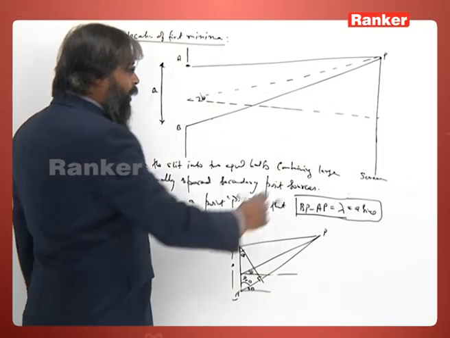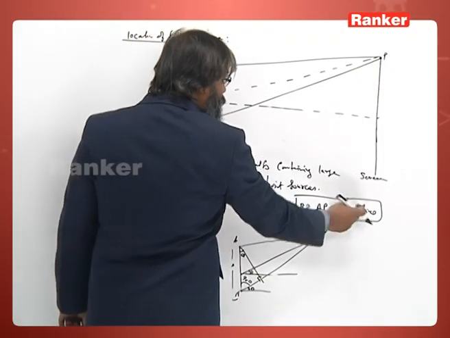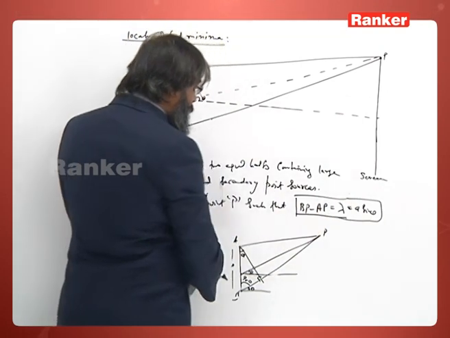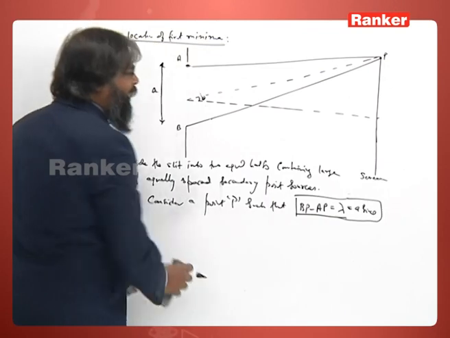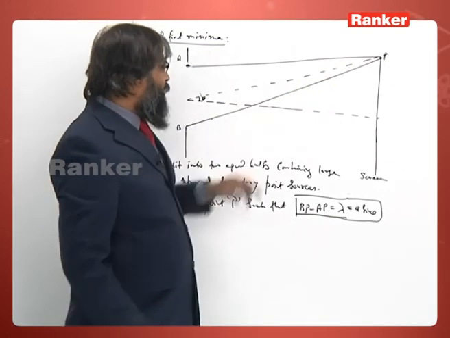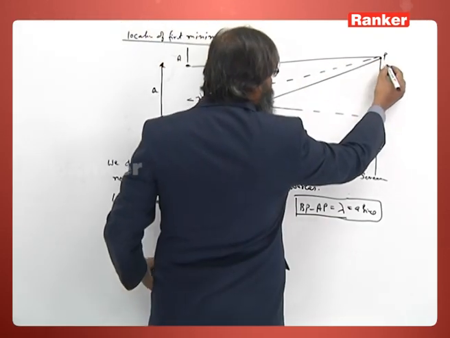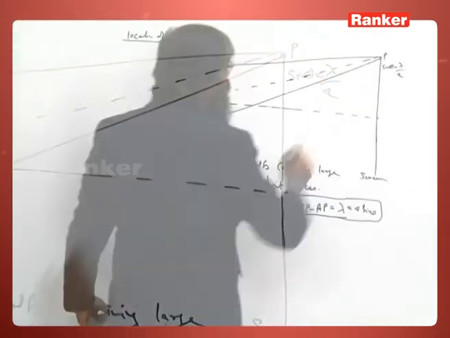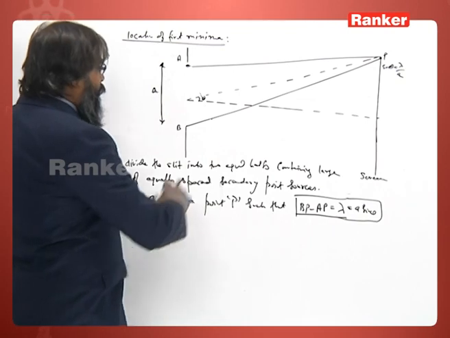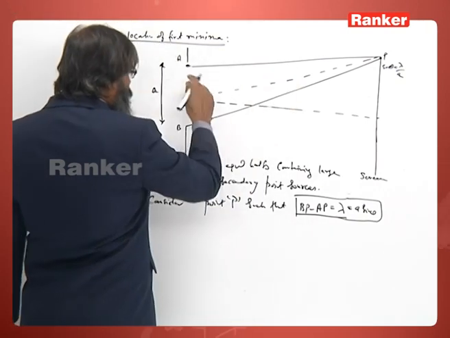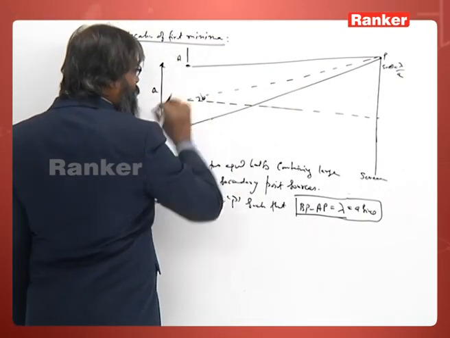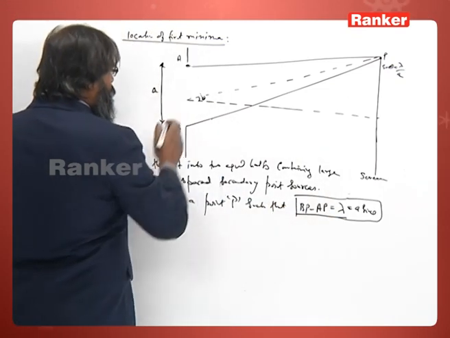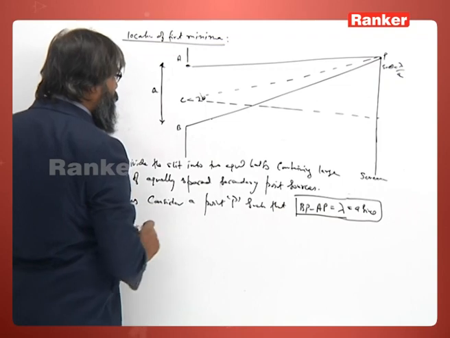So what is the location of P? P is located at sine inverse of lambda by a. This is the angular position of P. We can write it here: P is at sine theta equal to lambda by a. This is the angular position of P. So at this angular position, the path difference between these two waves is this. This is a. Now, suppose I call this C.